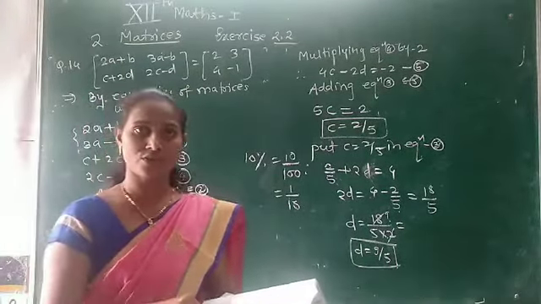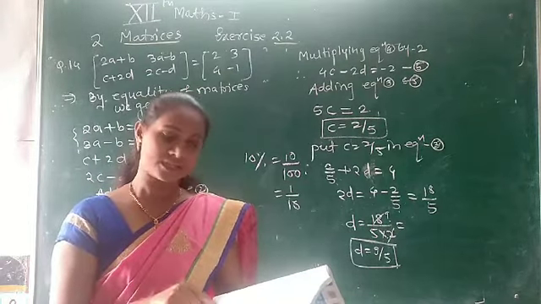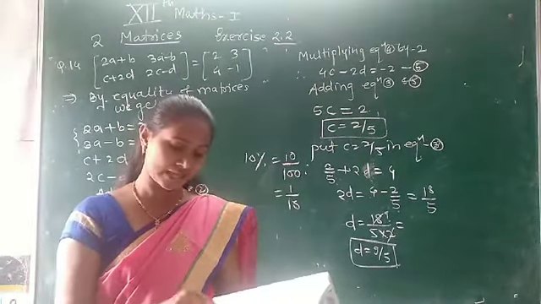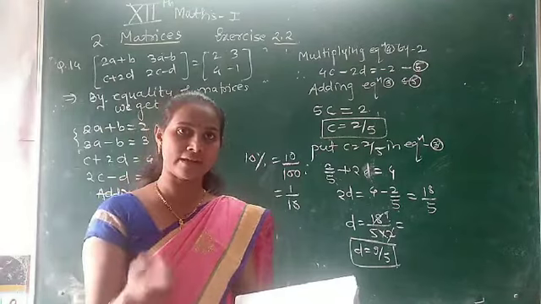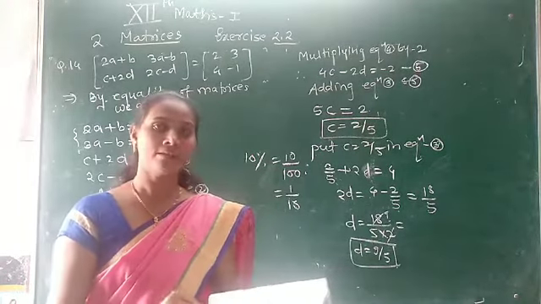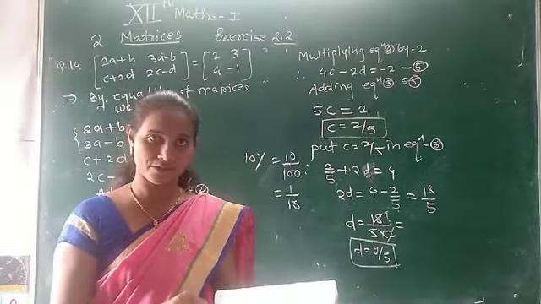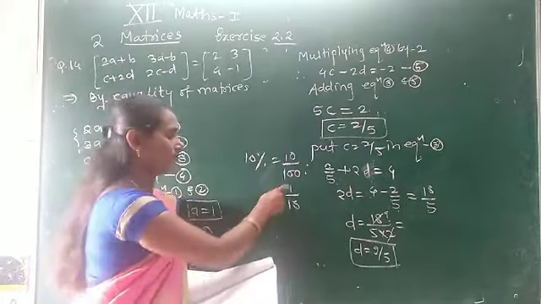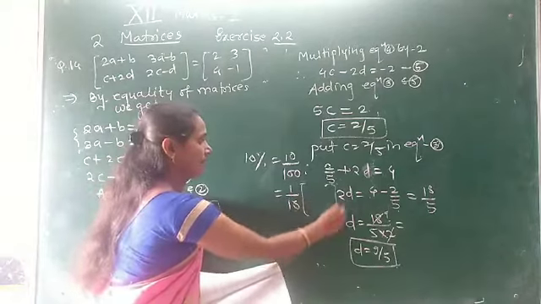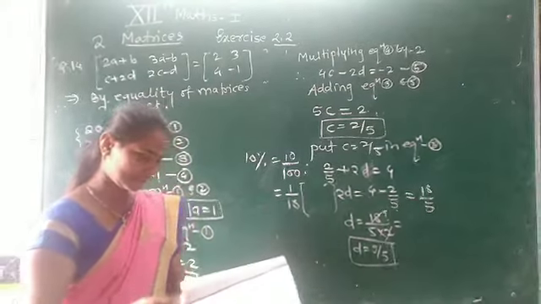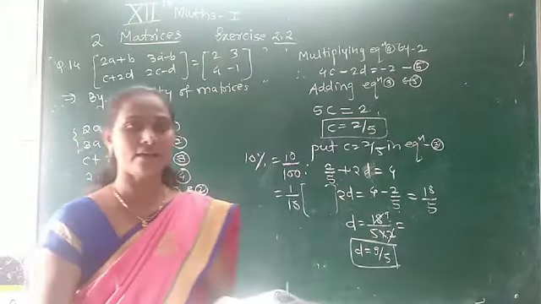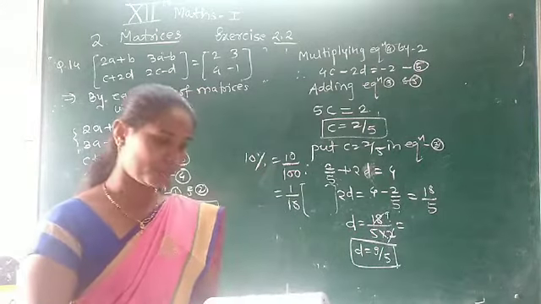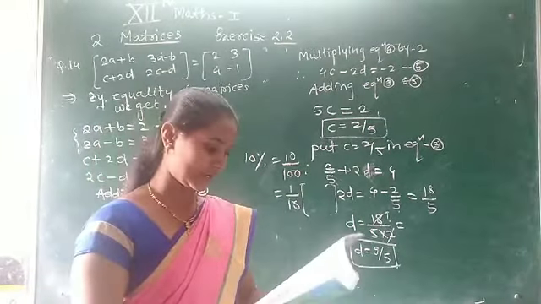For the first question, take subtraction: subtract matrix A from matrix B, then we will get the increase in sales. And for finding the 10% profit, multiply matrix B by 1 upon 10, and we will get the answer. So I hope all of you can solve the remaining questions.